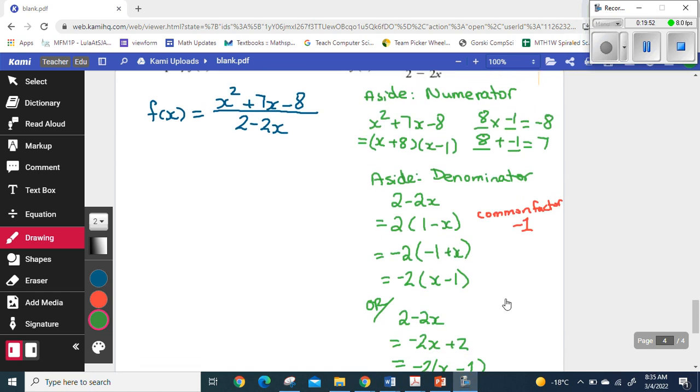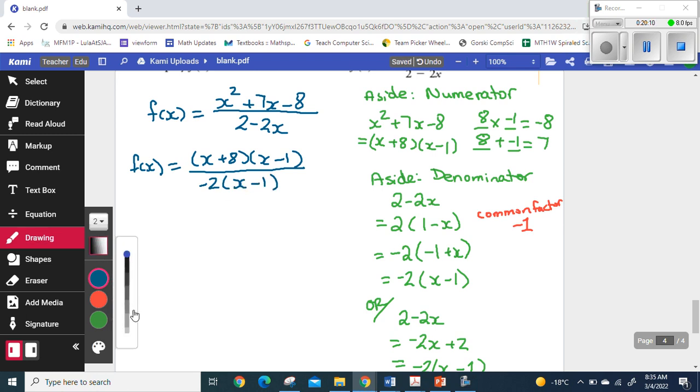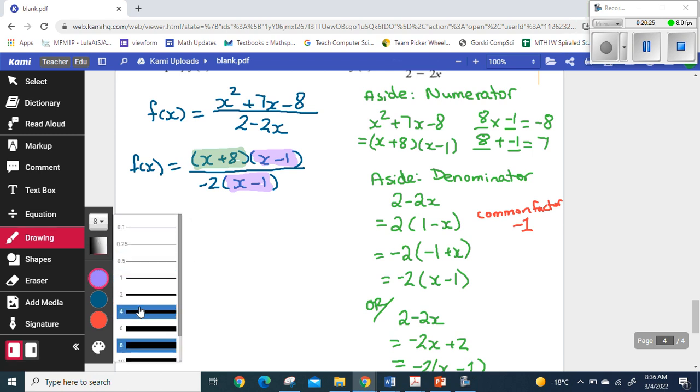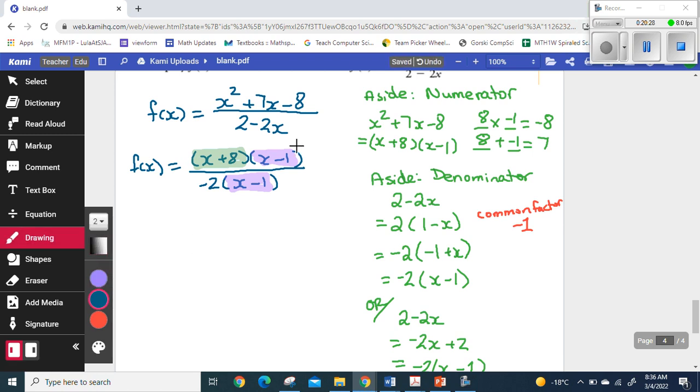All right. Let's finish this question. My function can be rewritten as my numerator we factored out, so we've got an x plus an 8 and an x minus a 1. And our denominator, we common factored out that negative 2, and we're left with an x minus a 1. Look for a full bracket. X plus 8, no other x plus 8s. X minus 1. Oh, I found an x minus 1. Okay, so that means I'm allowed to cancel those because they are the same. So I'm left with x plus 8 up top and a negative 2 down below.